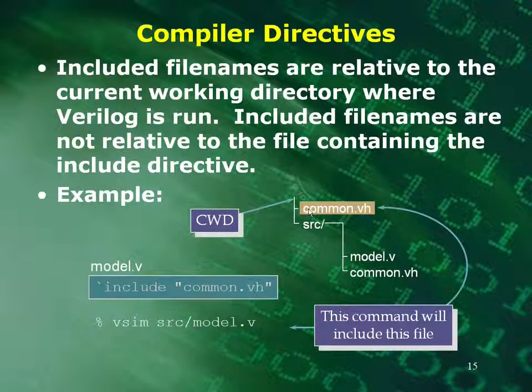Well, in my directory structure, in the current working directory I have a file called common.vh, and in a subdirectory source, I have model.v and common.vh. So when I go to compile, I say vsim source model.v. Okay, because of what I told you here, it's going to use this common.vh and not this one. So that's something just to keep in mind.